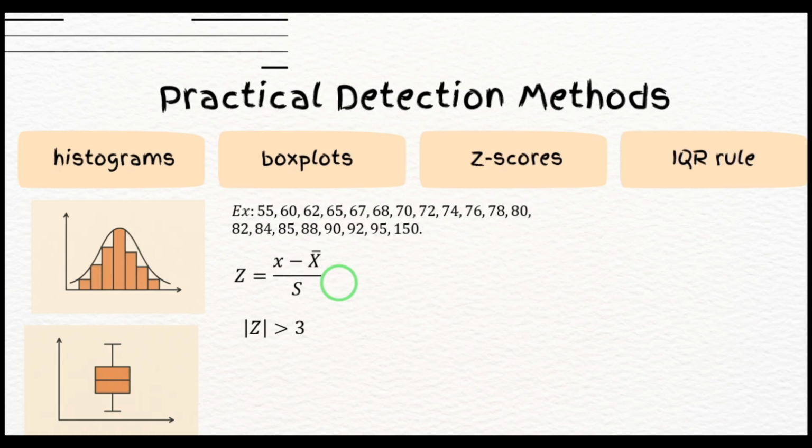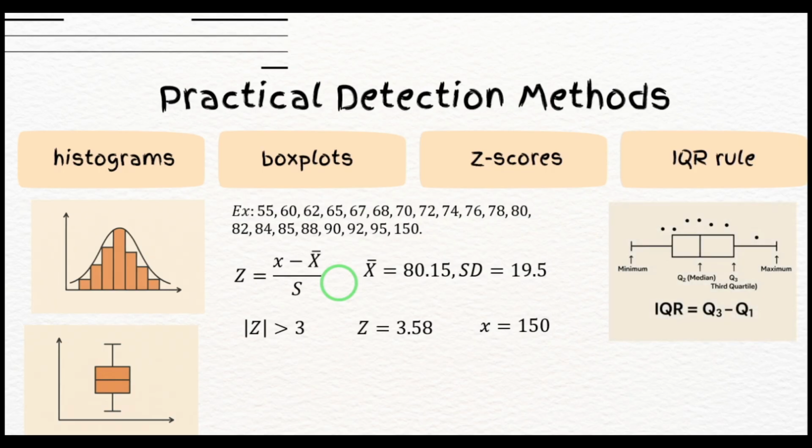Let's say x bar equals 80.15 and standard deviation equals 19.5. To calculate the z-score for the data point of 150, we use the formula and it'll give us z equals 3.58. And since the absolute value of 3.58 is greater than 3, we conclude that 150 is an outlier by the z-score rule. As I said, another way for finding outliers is using the IQR rule.